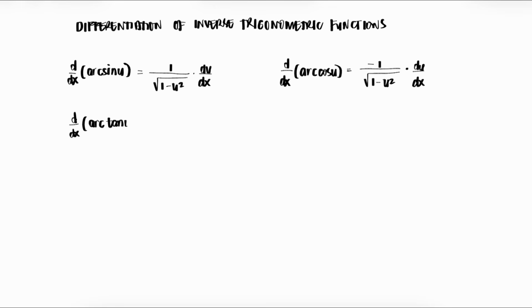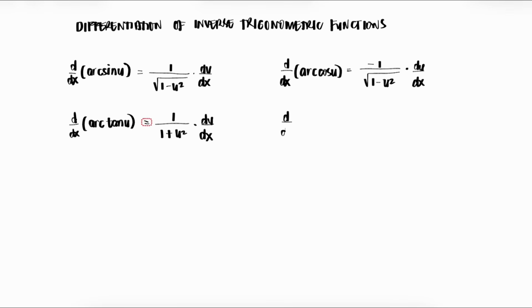And then we have the derivative with respect to x of arc tangent of u. And that is equal to 1 over 1 plus u squared. Still, we're going to be multiplying it to the derivative of u with respect to x.